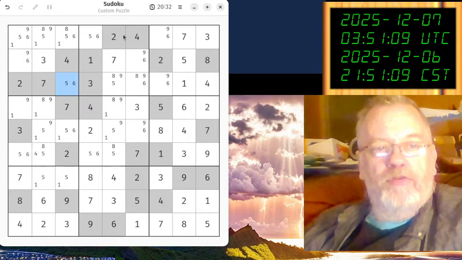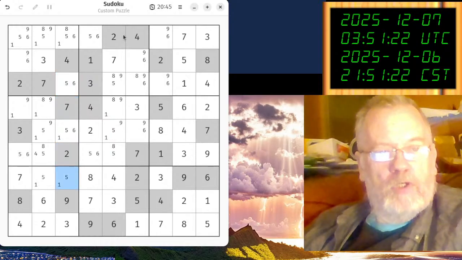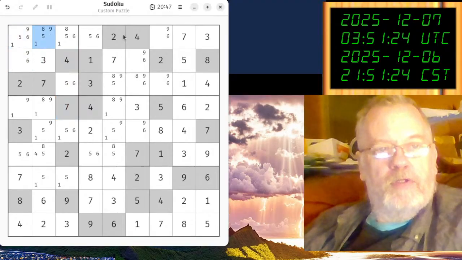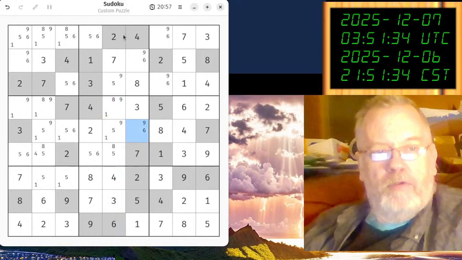I'd like this 5-6 to mean that the 6, because it's visible both with this 9-6 and this 9-6, means this has to be a 5. That's not quite what it means. We'll come back to that, I'm pretty sure. 9-6, 9-6 there does mean this is an 8. 9-6 here otherwise does not help directly. May help us eventually.